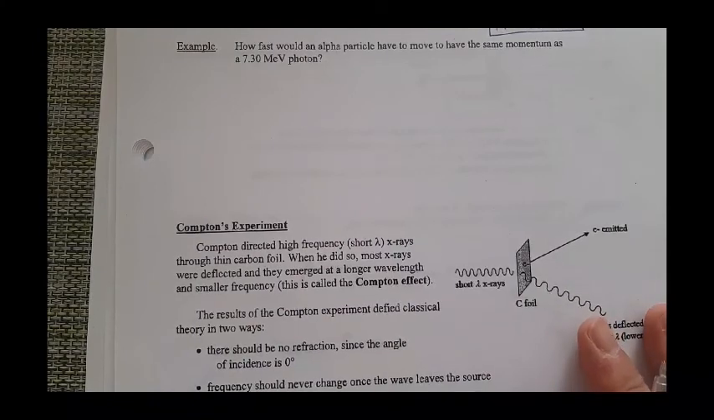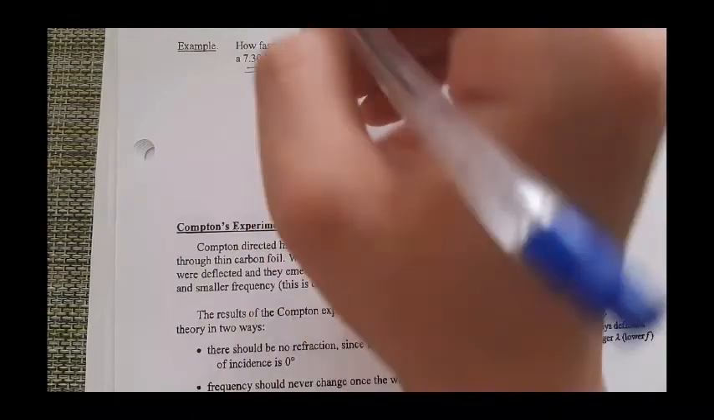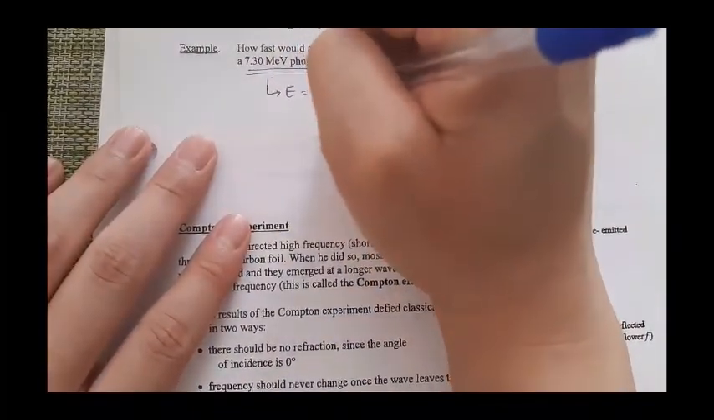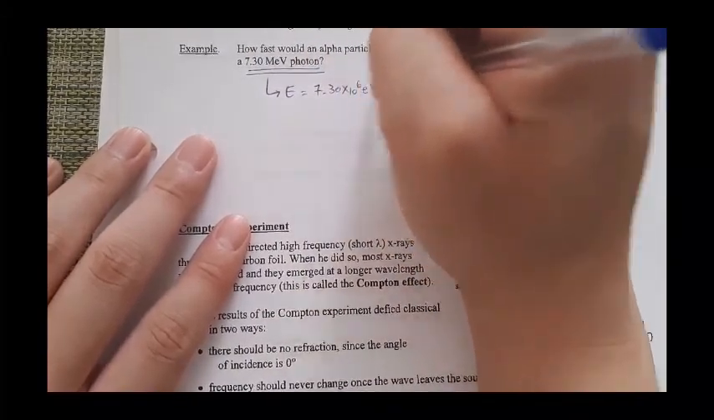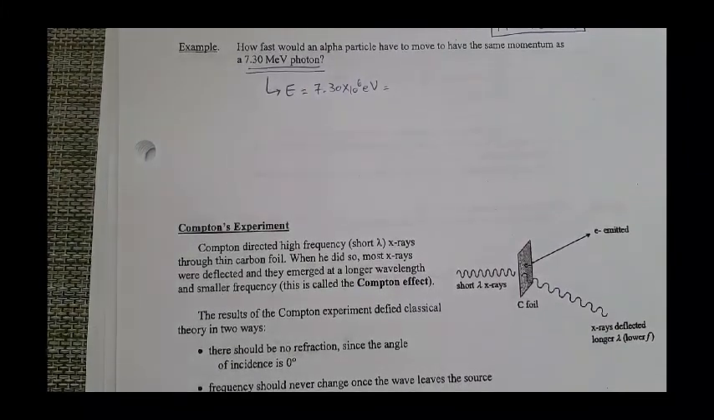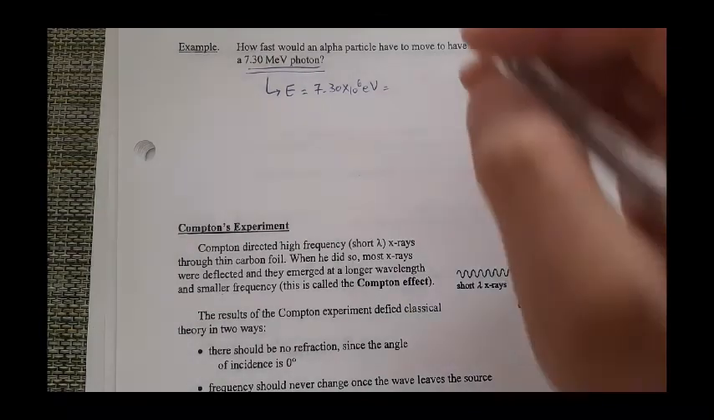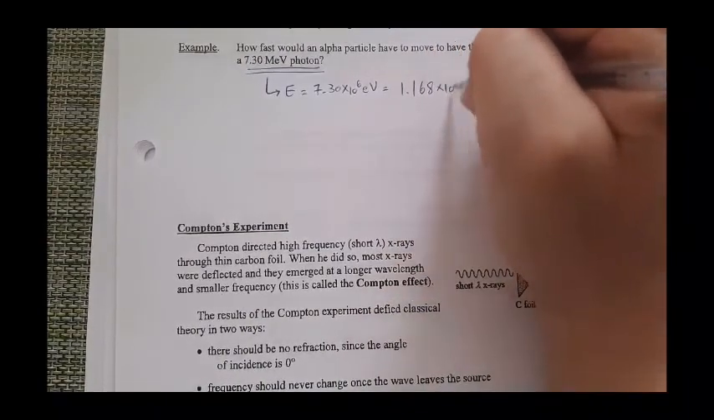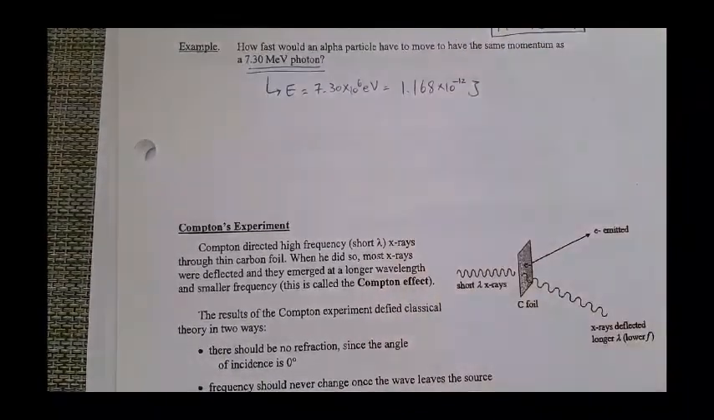So let's do this simple question. How fast would an alpha particle have to move to have the same momentum as a 7.30 mega electron volt photon? First of all, we have energy that is given, 7.30 × 10⁶ electron volts. I want you to convert that into joules by multiplying with the elementary charge value, basically 1.60 × 10⁻¹⁹. Then you will have 1.168 × 10⁻¹² joules.